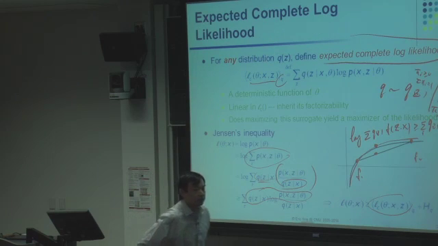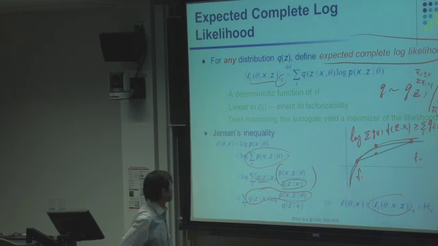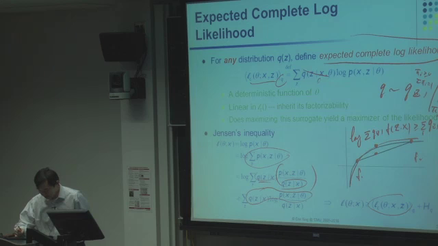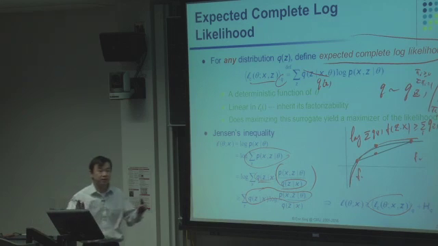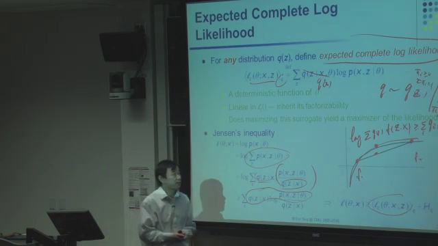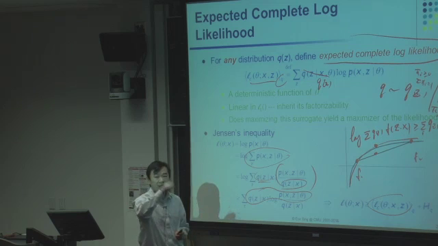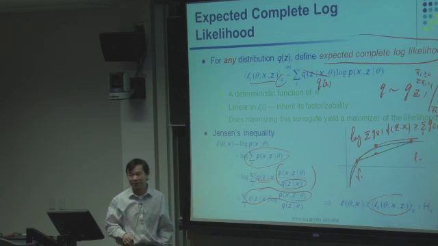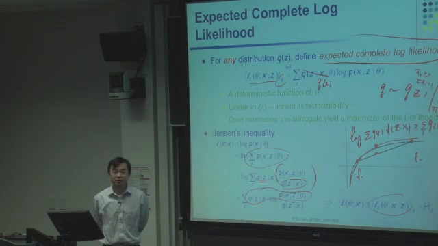There you define the expected complete likelihood as being the sum of Q of Z given X and theta. That's an arbitrary posterior, not the true posterior. In fact, I shouldn't even write it this way. I should have written just Q of Z, arbitrary Z. I use P of Z given X as the true posterior, and Q could be something else. All right. Any other questions?